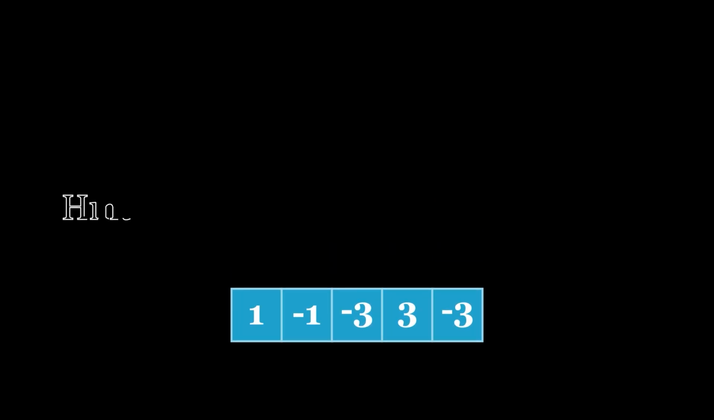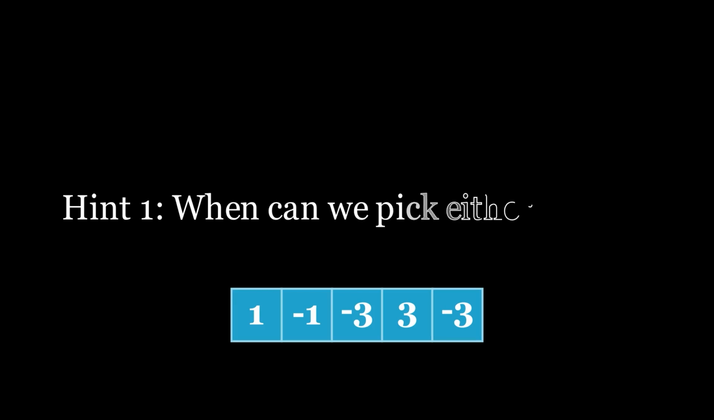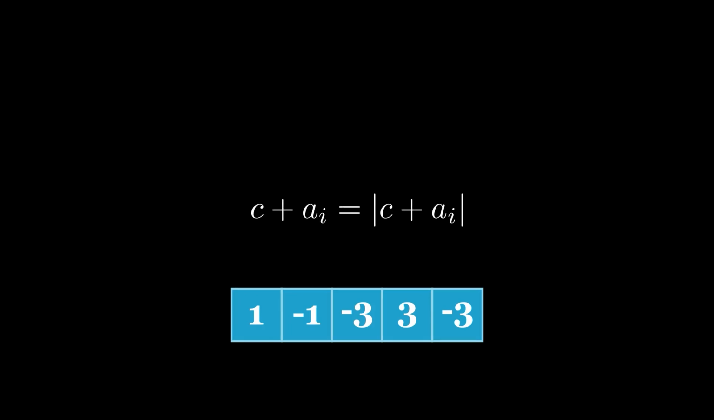In this subtask, we have to find the number of ways to maximize C at the end of all the operations. First hint is to think about when we can pick either option 1 or 2, and the answer will be the same. The only time we can pick either is when C plus A_i is equal to the absolute value of C plus A_i, and this only happens when C plus A_i is non-negative.